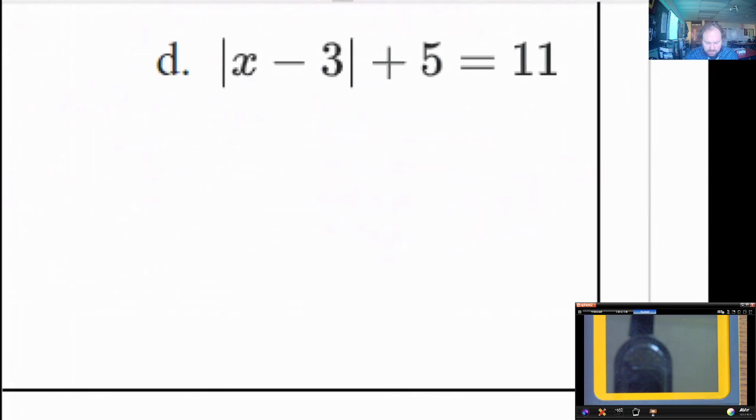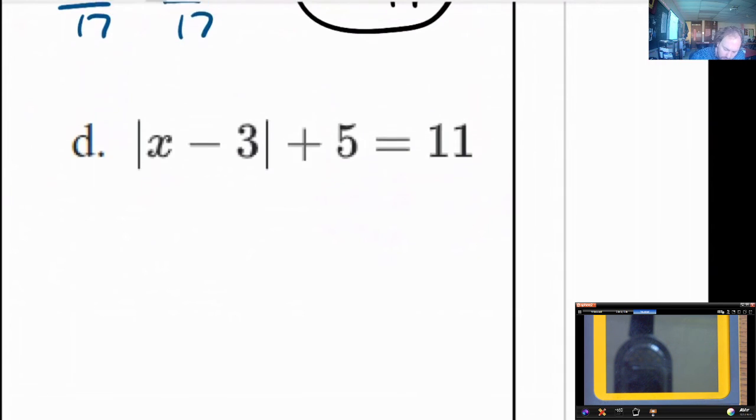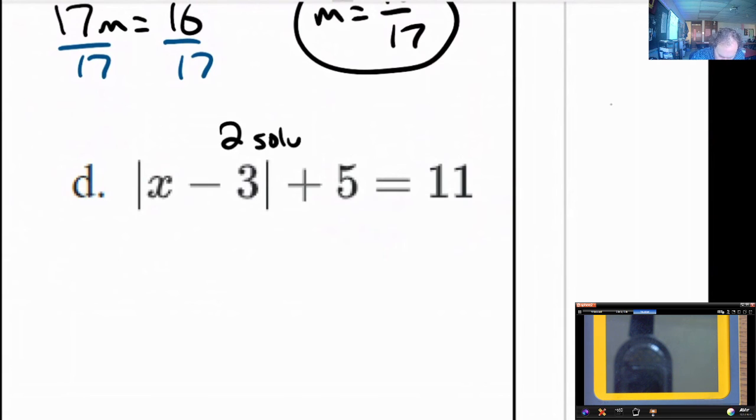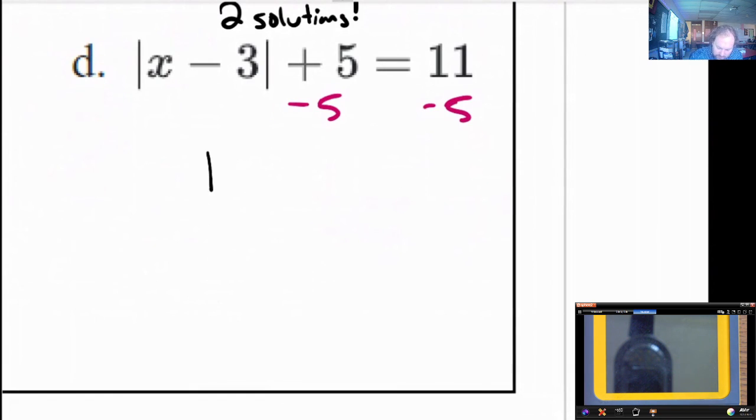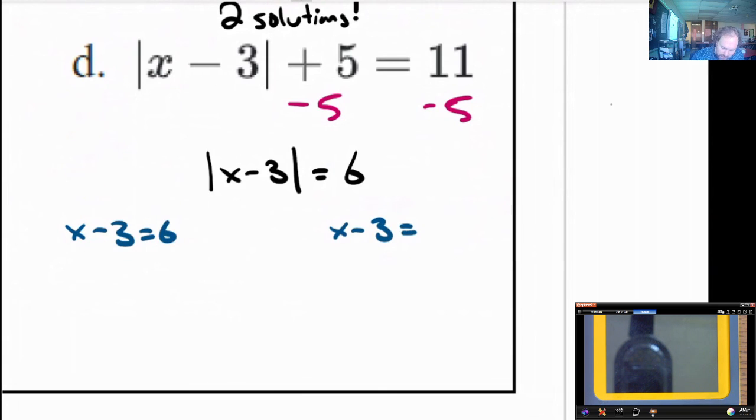And then question D. We have an absolute value equation, so right away, I know that before we even start this, there are going to be 2 solutions. Absolute value equations always have 2 solutions. Let's subtract 5 from both sides. This will give us the absolute value of x minus 3 equals 6. And now that we've got the absolute value by itself, now we want to split it up into 2 equations. The first equation is x minus 3 equals 6. But the second equation is x minus 3 equals negative 6. Leave that minus sign alone. It's the same. In fact, the entire inside of the absolute value stays the same every time, but we make it equal to the positive version of 6 and the negative version of 6.